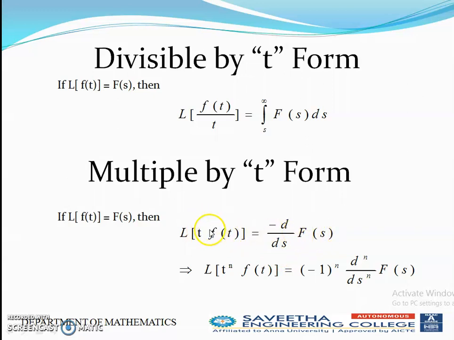Suppose t power n times f of t is given, then we can write (-1)^n d^n/ds^n of capital F of s. So suppose t square is given, we can differentiate with respect to s twice. If t cube is given, we can differentiate three times.